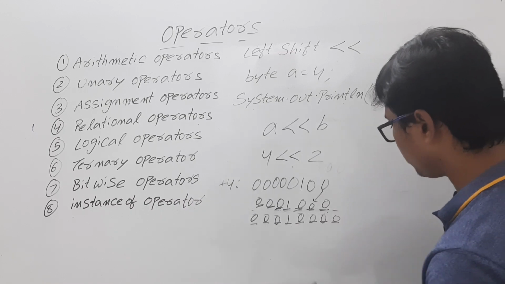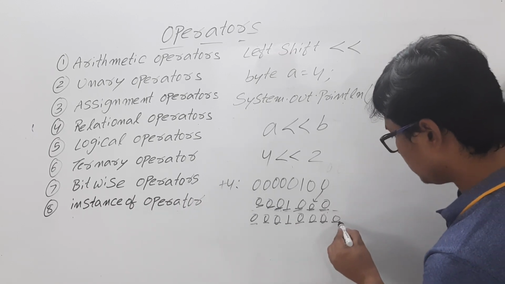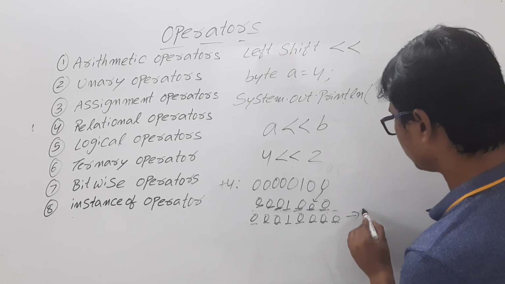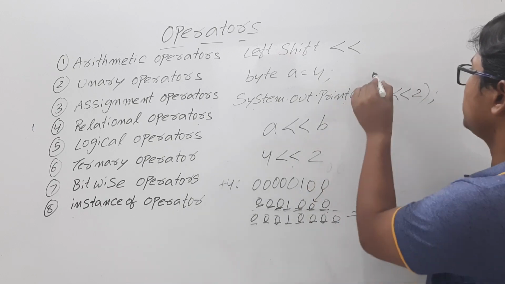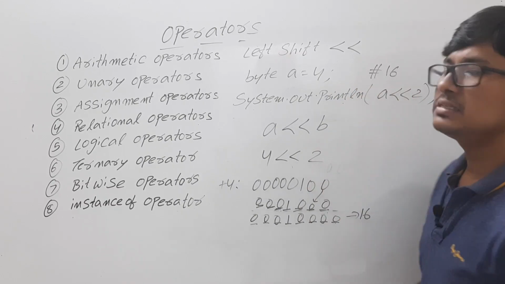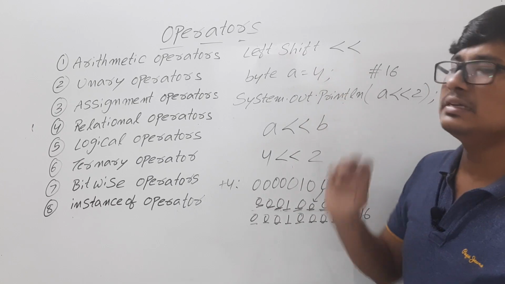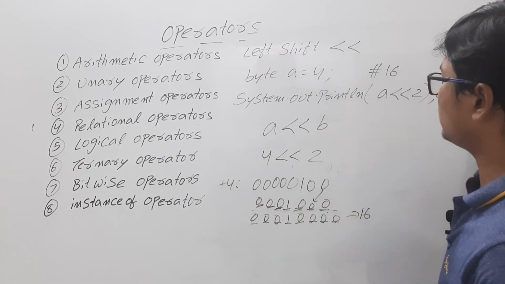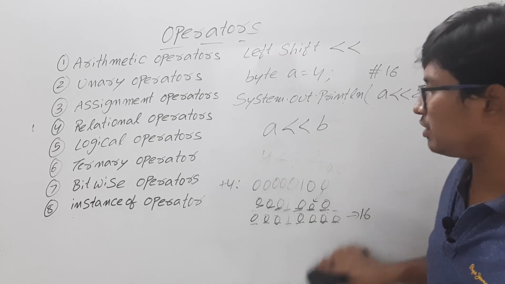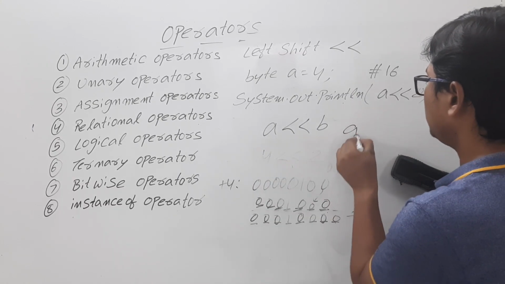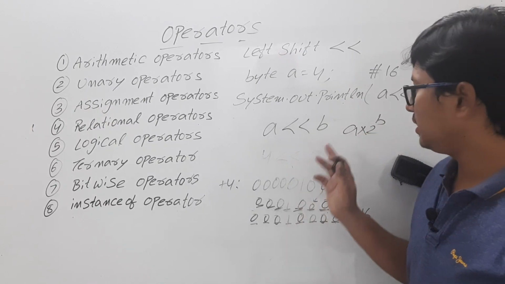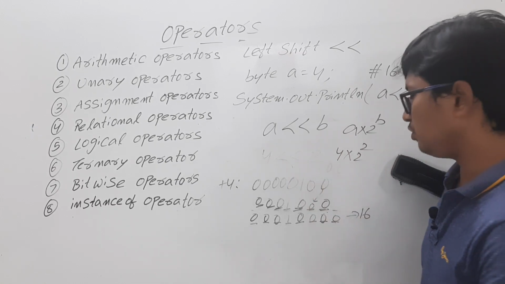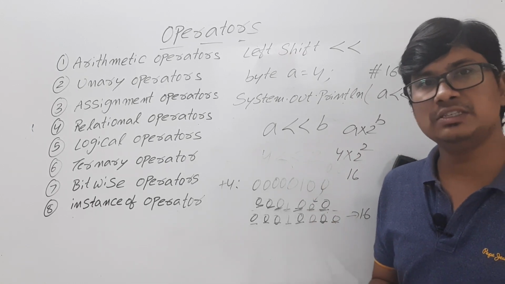So this value, if you compute into a decimal number, this will be how much? 2 power 0, 2 power 1, 2 power 2, 2 power 3, 2 power 4. So 16. So if you display this one, you will get the output as 16. So this is about the signed left shift, or I can simply say left shift. So the formula for computing directly is a into 2 to the power b. A value is 4 and b value is 2, so 2 to the power 2 is 4, 4 into 4 is 16. It is very simple.